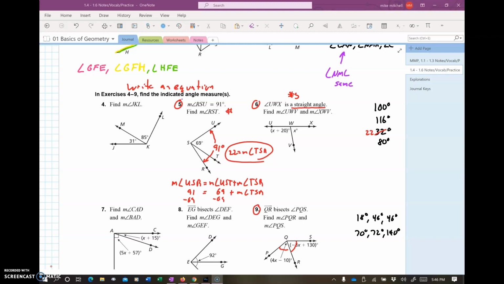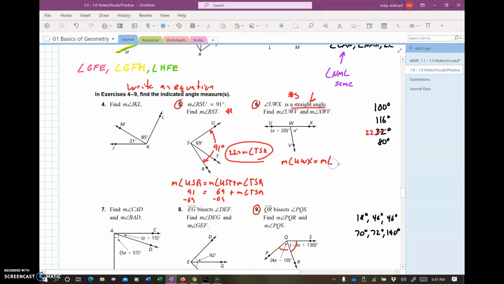Now this one, we had done a 90 degrees in the warm-up. This one, we can see our measure of angle UWX. That's a straight angle as they mention up here. Right there. That's going to be 180 degrees. You recognize it because it looks like a straight line right there. That's not going to be told to you ever. That's something you do need to recognize off the diagram.